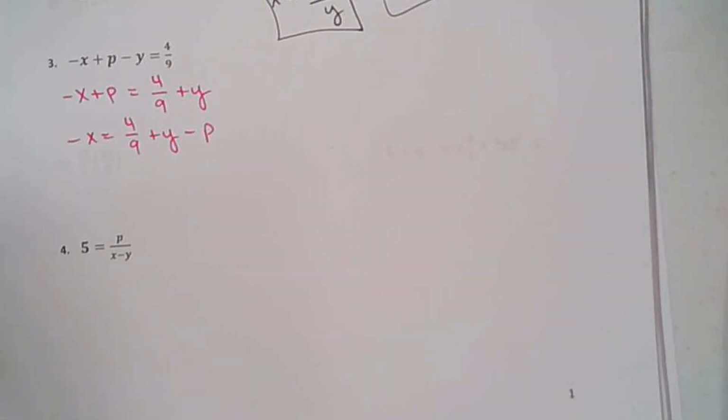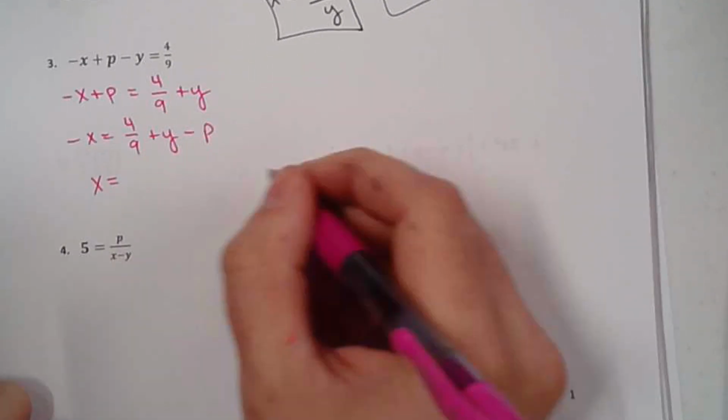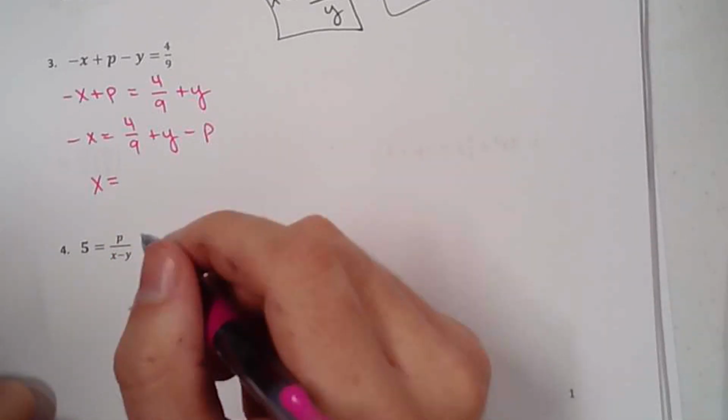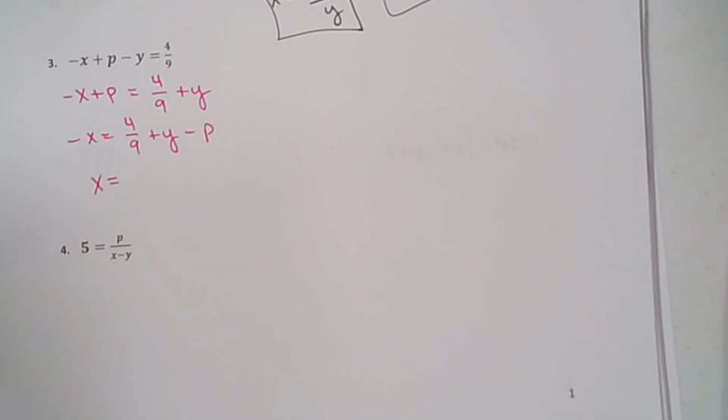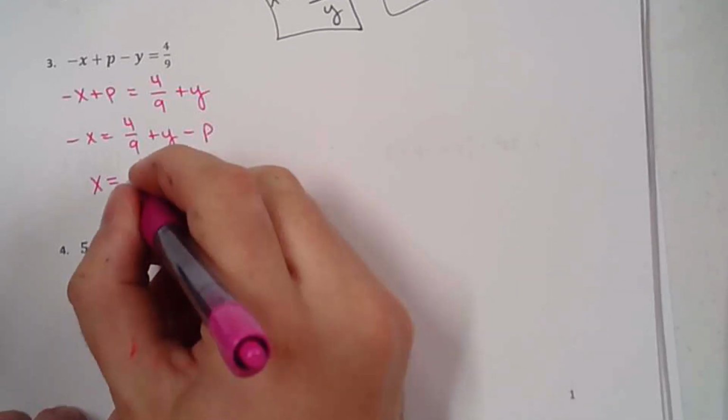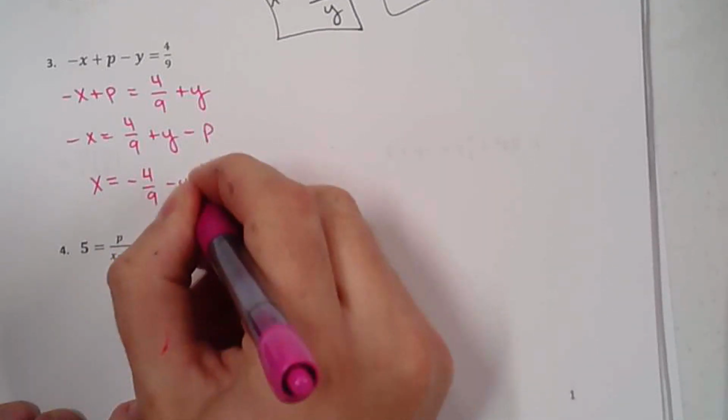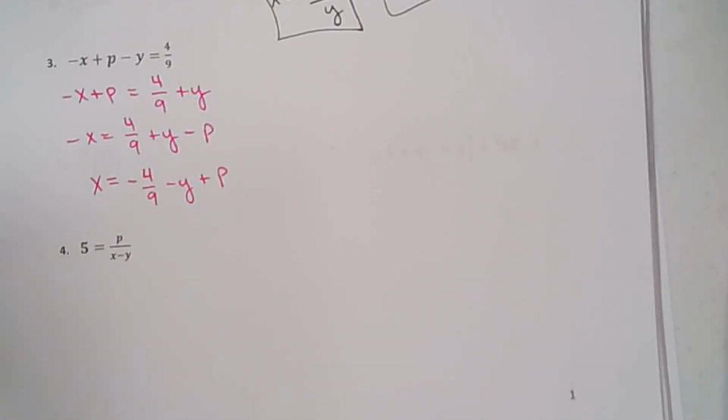Now, how do we get rid of the negative in front of the x? We need to separate it, right? We divide by negative 1. So x equals 4/9 plus y minus p all over negative 1. Or you can apply that to everything. Now, what happens when you divide by a negative 1? Well, dividing by 1 keeps it the same. So dividing by negative 1 just must flip the sign, right? So we have negative 4/9 minus y plus p.